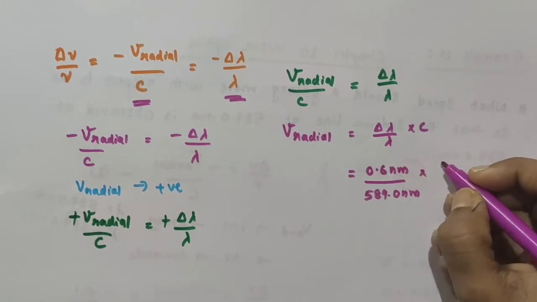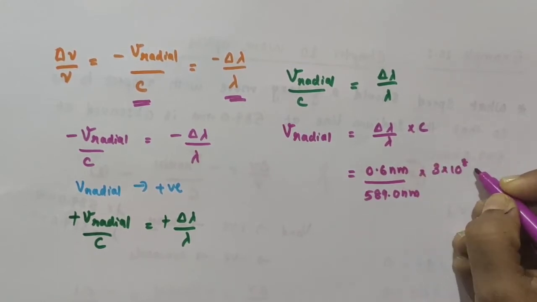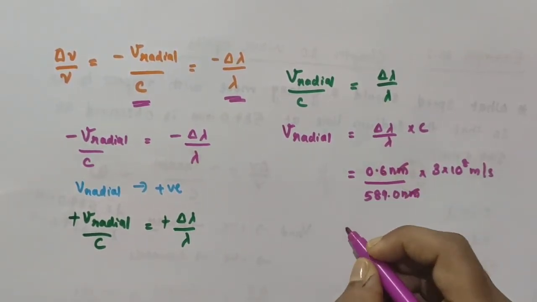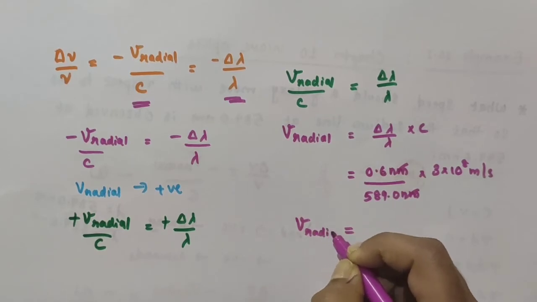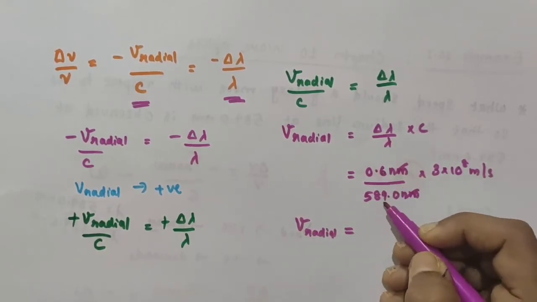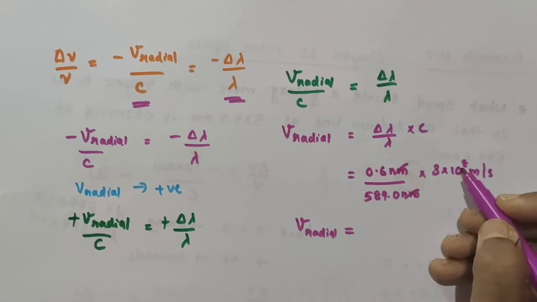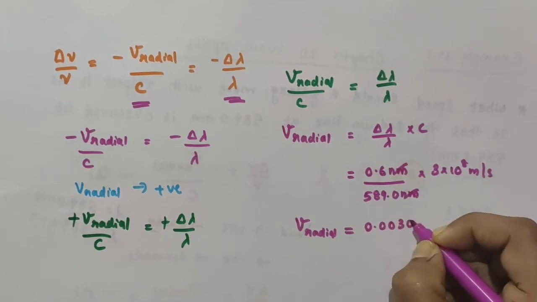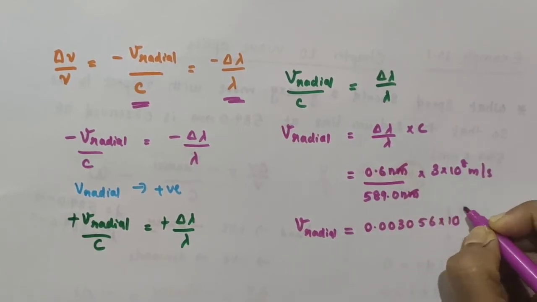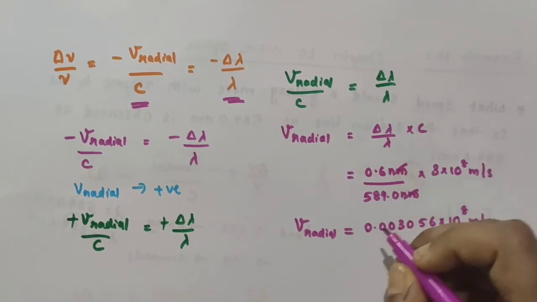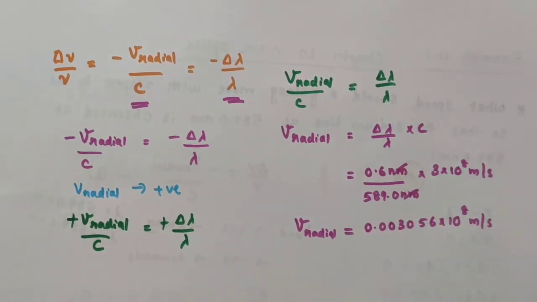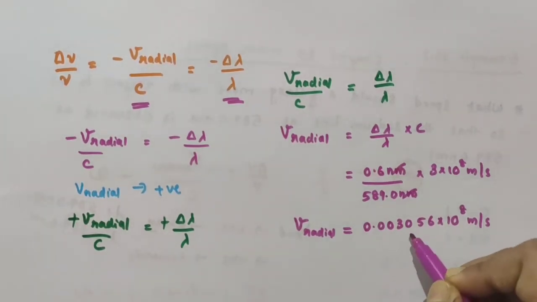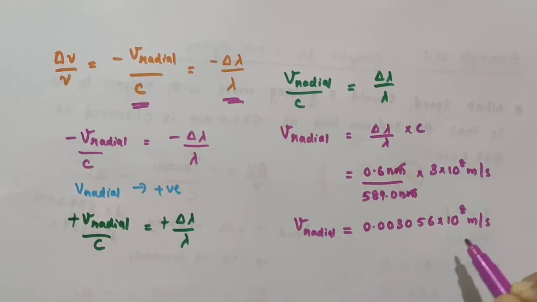What is the value of C? C is a constant in vacuum or air, 3 into 10 raised to 8 meter per second. This nanometer can be cancelled, and while doing this calculation, that is 0.6 divided by 589.0 into 3 into 10 raised to 8, you will get the answer as 0.003056 into 10 raised to 8 meter per second. I have used the calculator, that is why I am writing these many digits here.